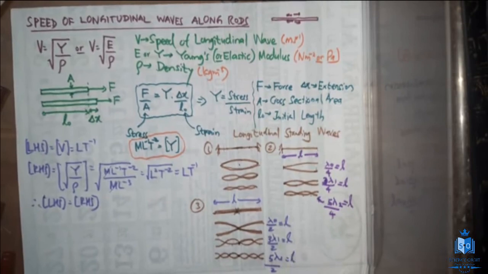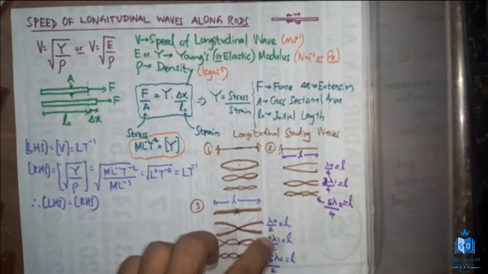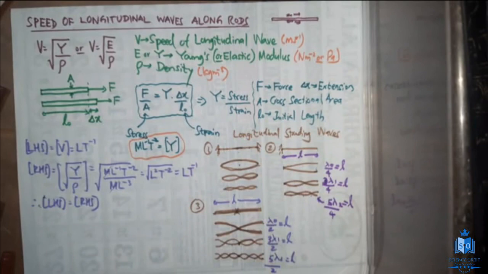There it was lambda naught by 4, 3 lambda 1 by 4, 5 lambda 2 by 4. Here it is lambda naught by 2, 3 lambda 1 by 2, 5 lambda 2 by 2, something like that. In case they give you rods clamped at different places, this is how you compare the wavelengths. I hope you understood that.